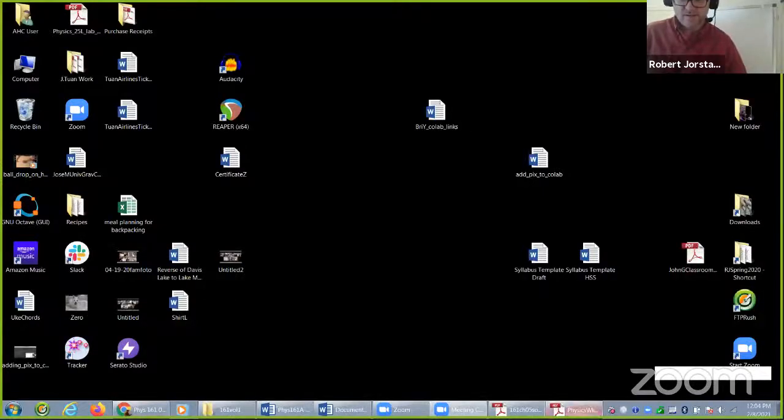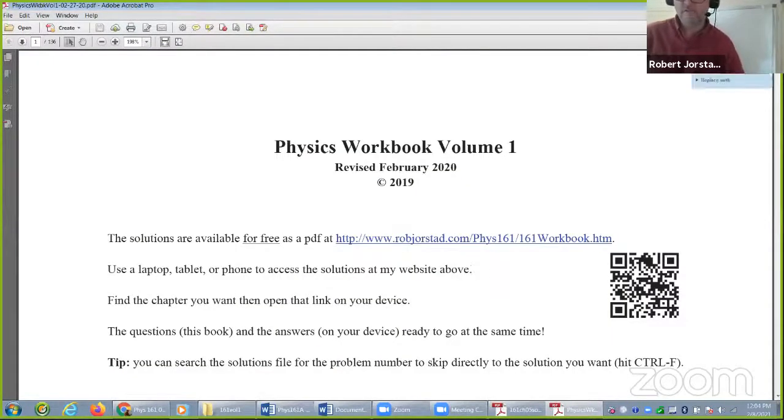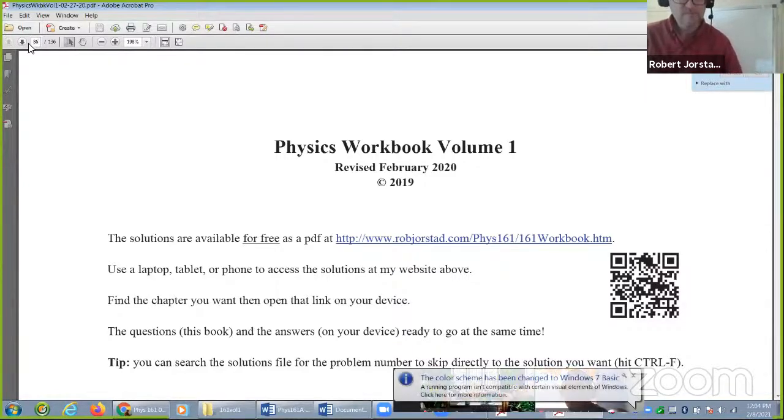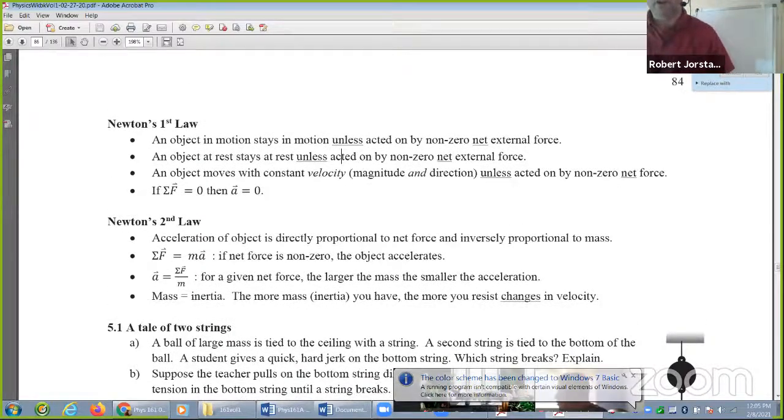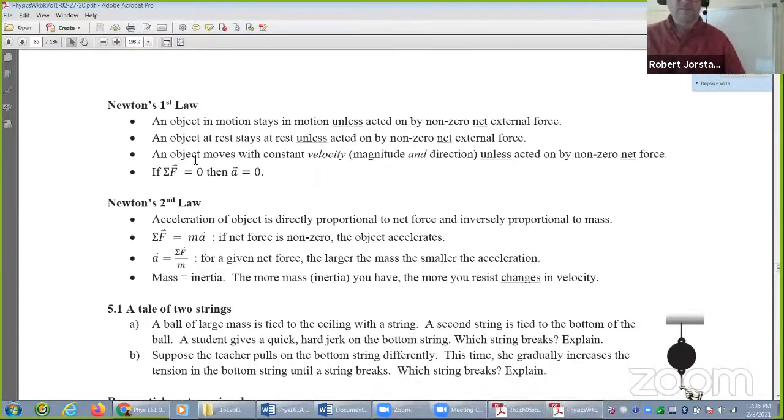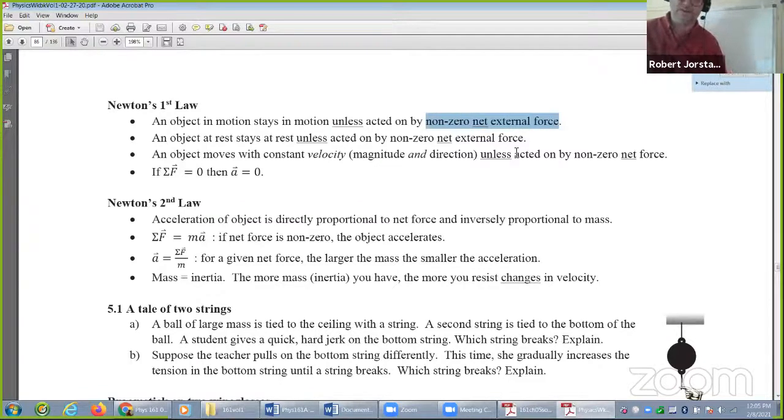Okay, that's this one. There we go. All right, so Newton's first law and Newton's second law here, and then we'll talk about Newton's third law in just a second. An object in motion stays in motion unless, that's a key word, unless it's acted on by a non-zero net external force. So basically, an object in motion stays in motion unless you've got some weird force on it. Similarly, an object at rest stays at rest unless you've got a weird force on it.